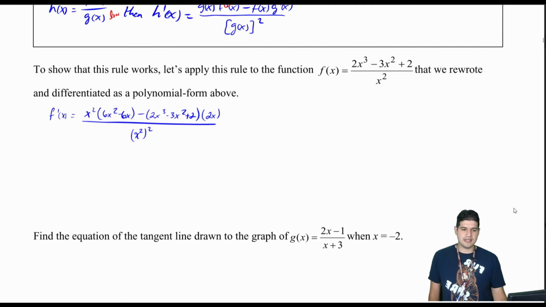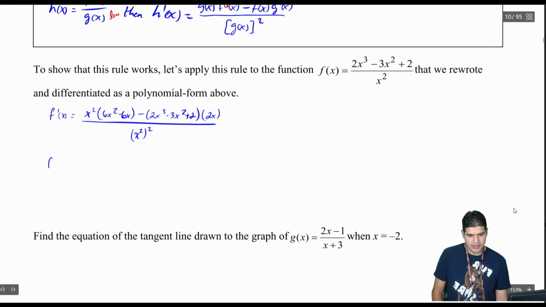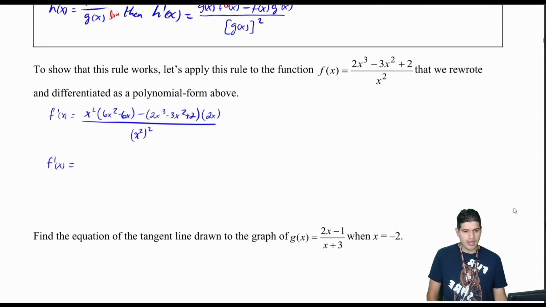Now this is where all the simplifying comes in. So let's simplify this. Yes, we just found the derivative, but we do want to simplify it just to see what happens. So I'm going to get 6x to the fourth minus 6x cubed.